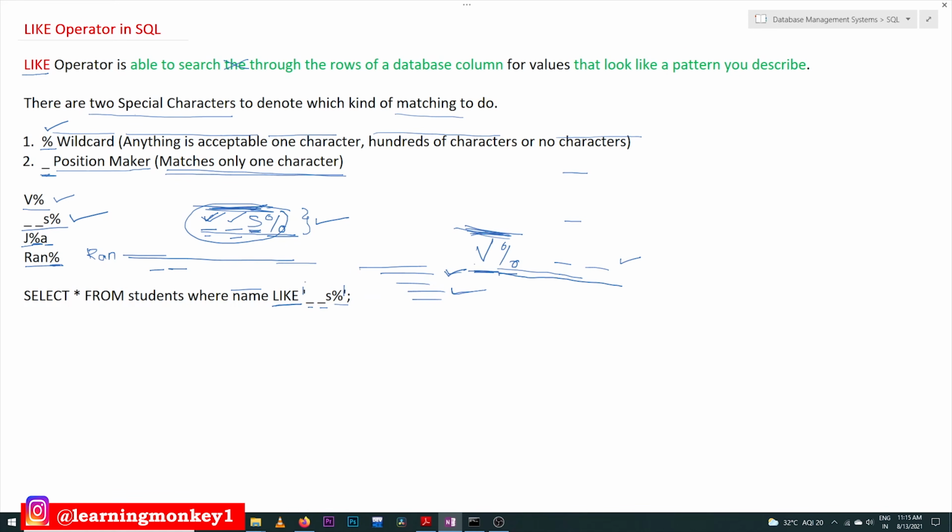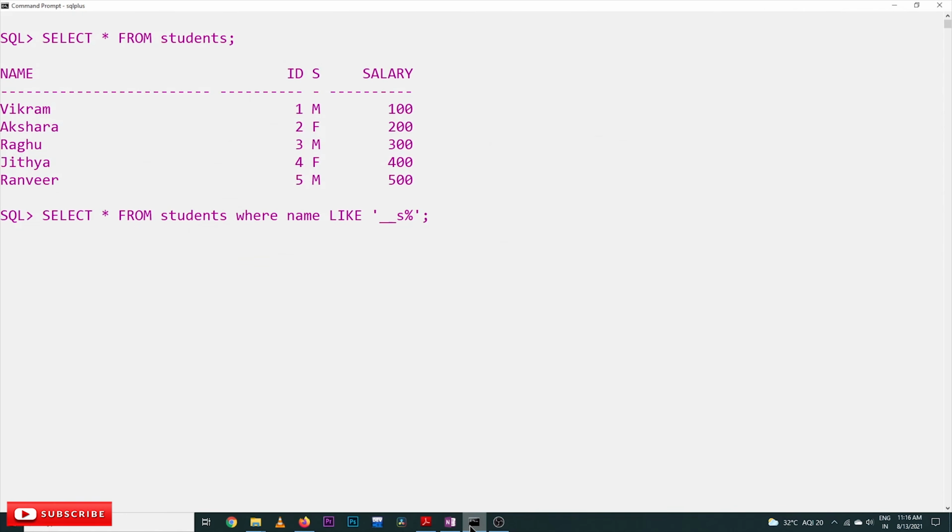If any such pattern is there within this column called name, then those entire rows are to be accepted. That means in that specific row, all the columns have to be accepted. And the column we would like to search, the column we are pattern matching, is name.